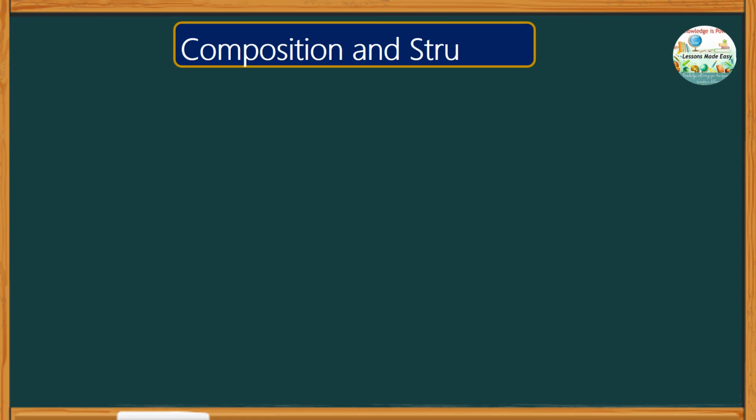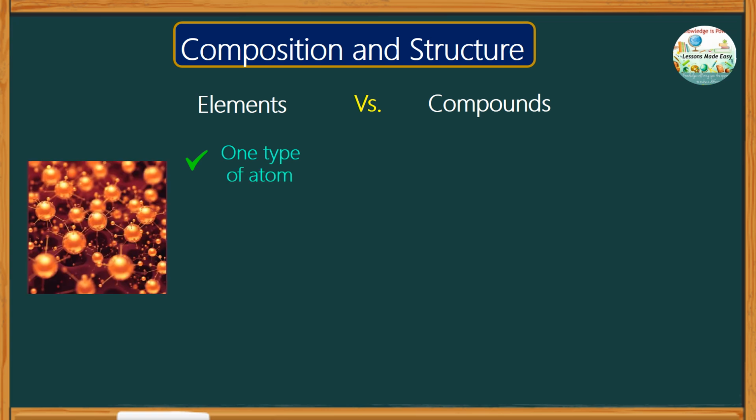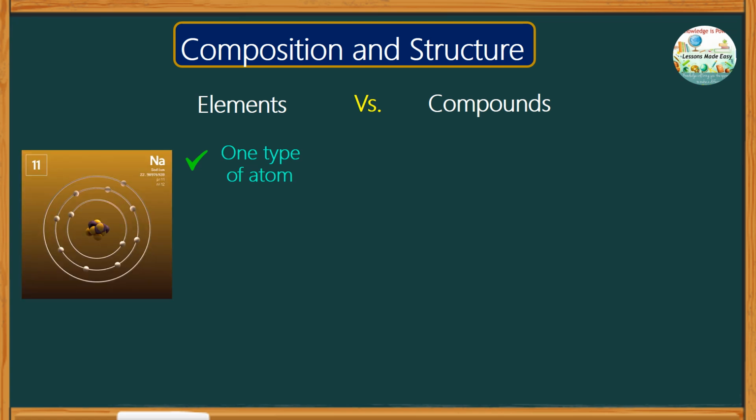Let's look at the differences in composition and structure of elements versus compounds. Elements contain only one type of atom. The chemical and physical properties directly reflect the characteristics of that single atom type. They have uniform atomic structure and cannot be simplified further. Elements are represented by symbols like H for hydrogen, O for oxygen, and C for carbon.